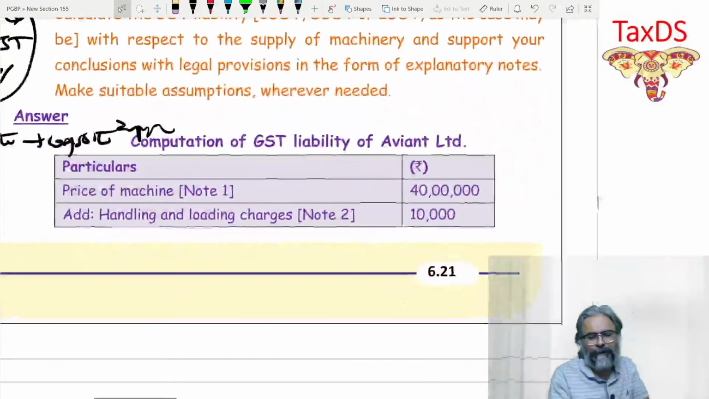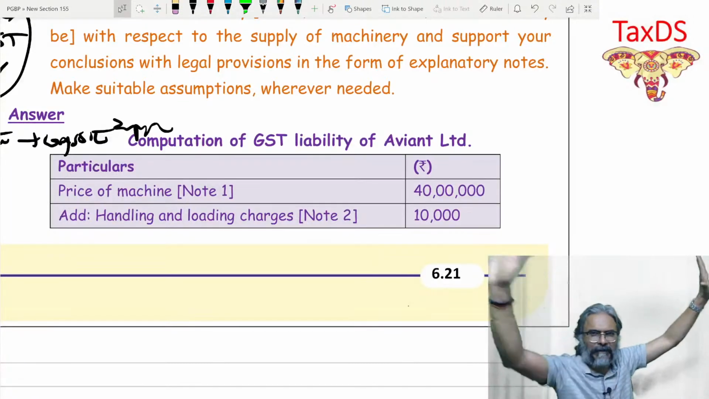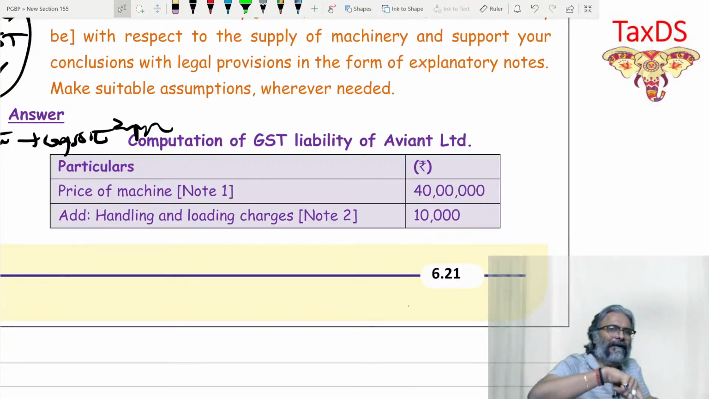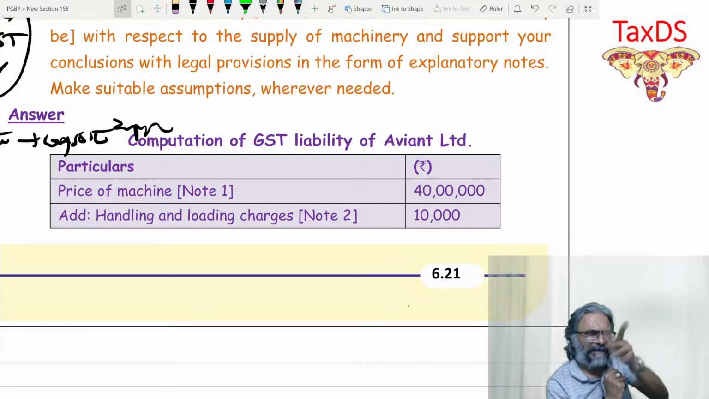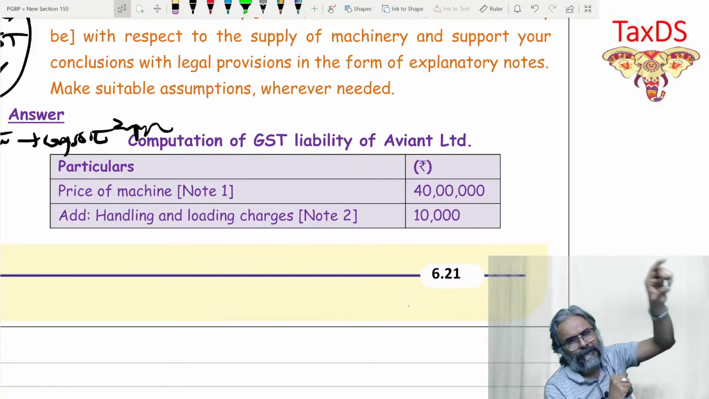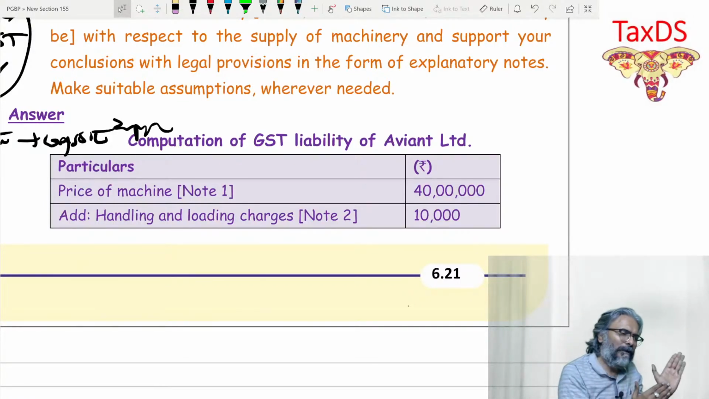Now, students, if you see, first, there are 2 months here. One is the month of August, another is the month of September. ICAI has given only one statement, August, and then below September in one statement. But I will tell you, prepare two statements. Statement number 1, calculation of GST liability for the month of August, and statement number 2, calculation of GST liability for the month of September.